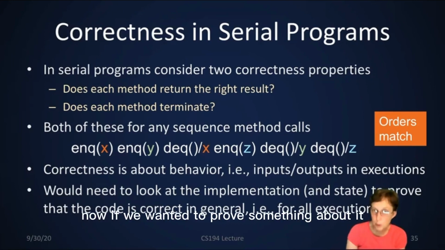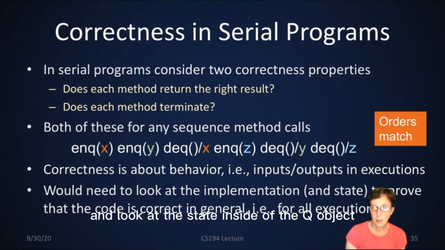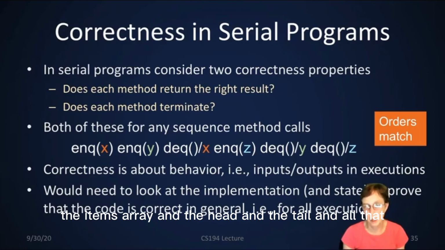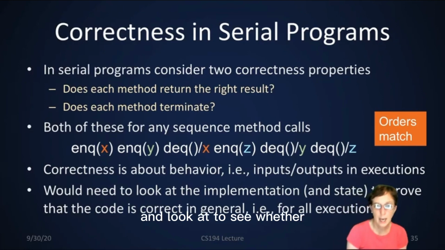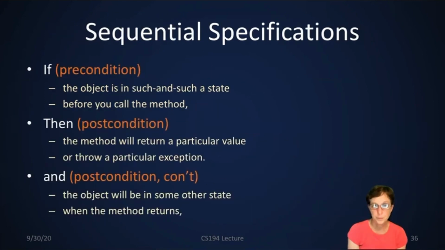Now, if we want to prove something about it, we probably will have to look inside the code and look at the state inside of the Q object, that is the items array and the head and the tail and all that, and see whether we can prove that it's correct in general for all possible executions.